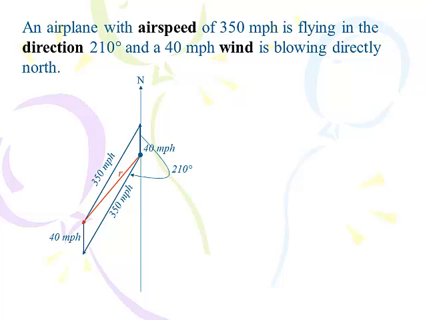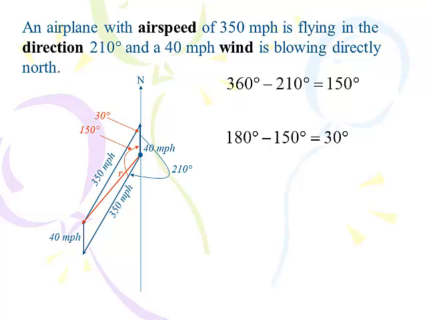So we sketch it out, and we see that we have the 350. We duplicate that up top. We duplicate the wind down at the bottom, and we now have a parallelogram. Let's find the angle between the plane, the 210-degree angle, and the wind, and I'm going to call that 360, because remember, we always want to find the angle between the two vectors first. So 360 minus 210 is 150.